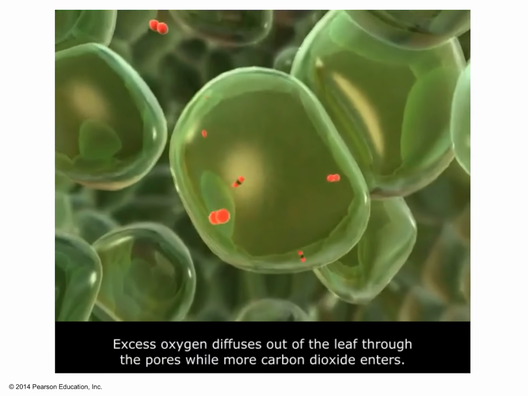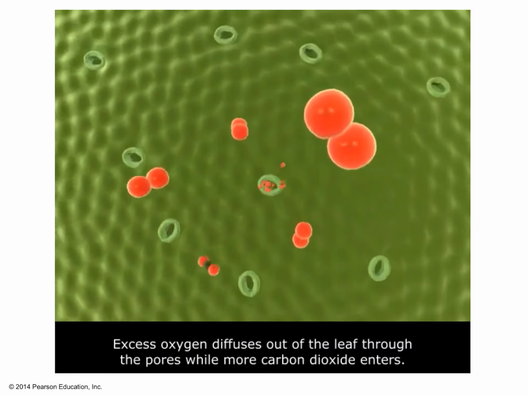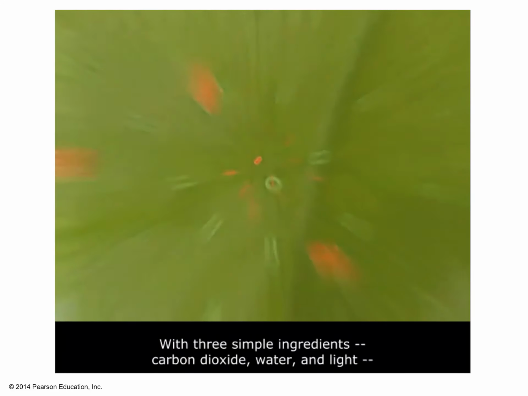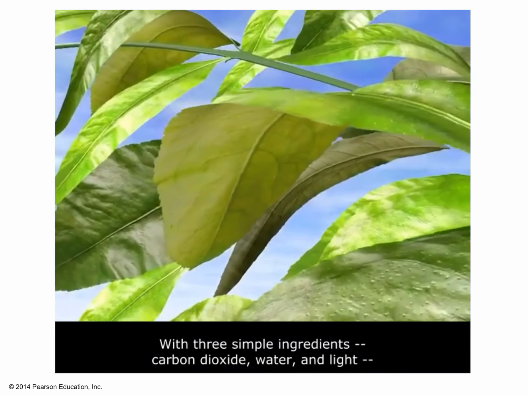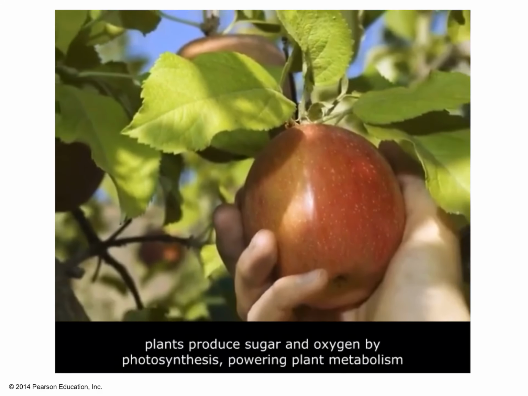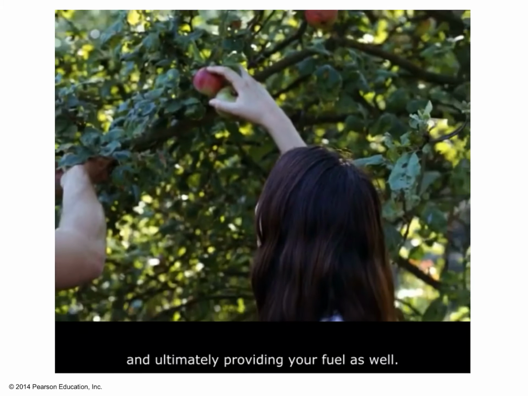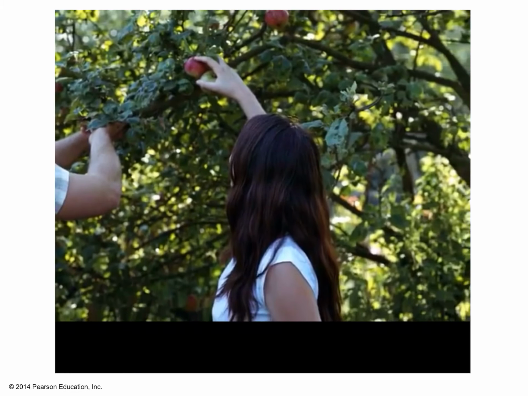Excess oxygen diffuses out of the leaf through the pores, while more carbon dioxide enters. With three simple ingredients, carbon dioxide, water, and light, plants produce sugar and oxygen by photosynthesis, powering plant metabolism and ultimately providing your fuel as well.